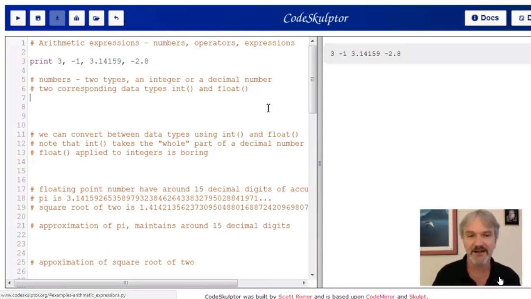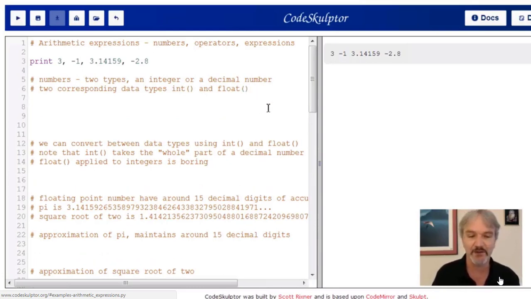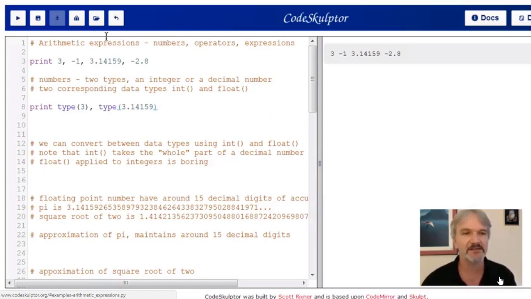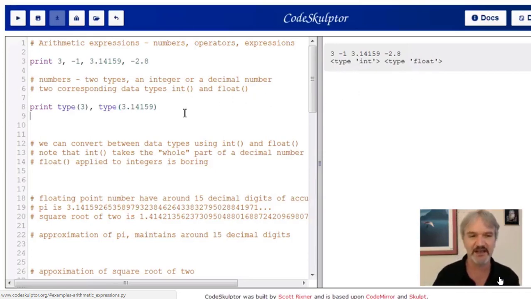If you're ever in any doubt about what kind of number you're working with, there's a function in Python that can tell you what type of number you're working with. It's called type. So I could say type 3, or maybe type 3.14159. If I run that, I'm going to guess this is an int and this is a float. Let's run it. Sure enough, it's an int. This is a float.